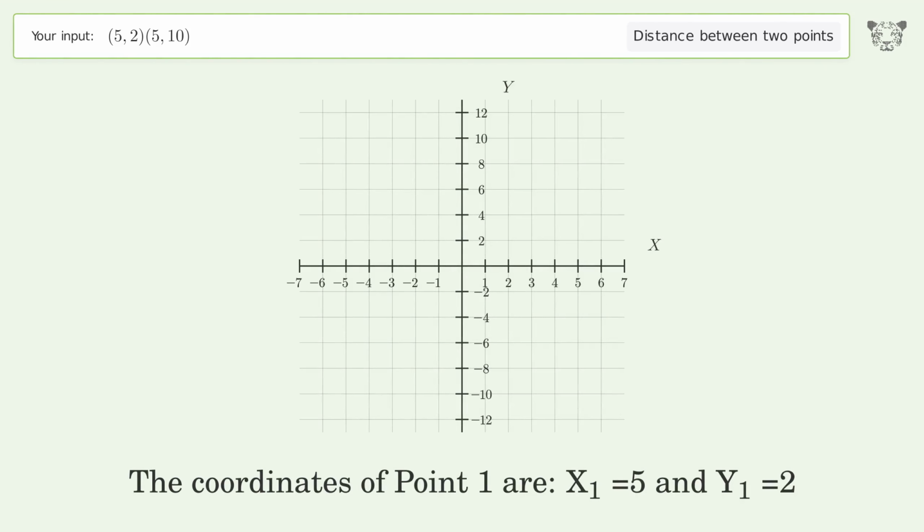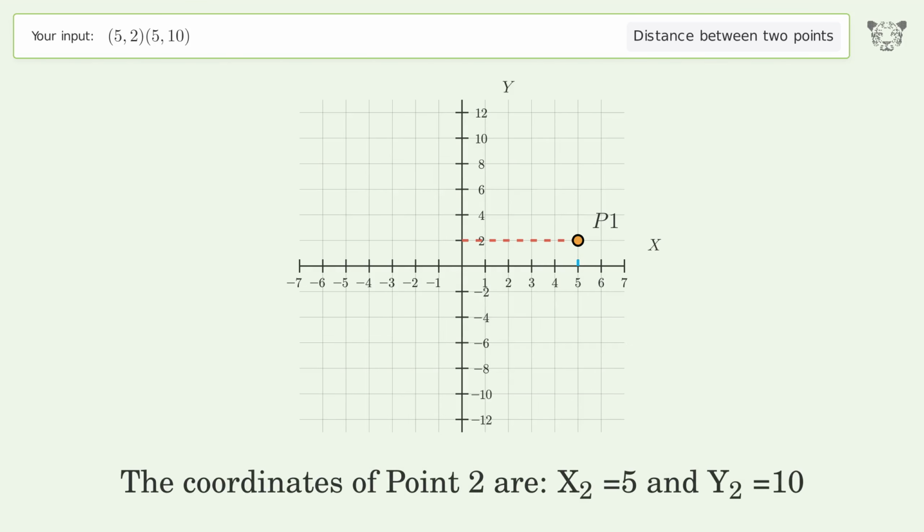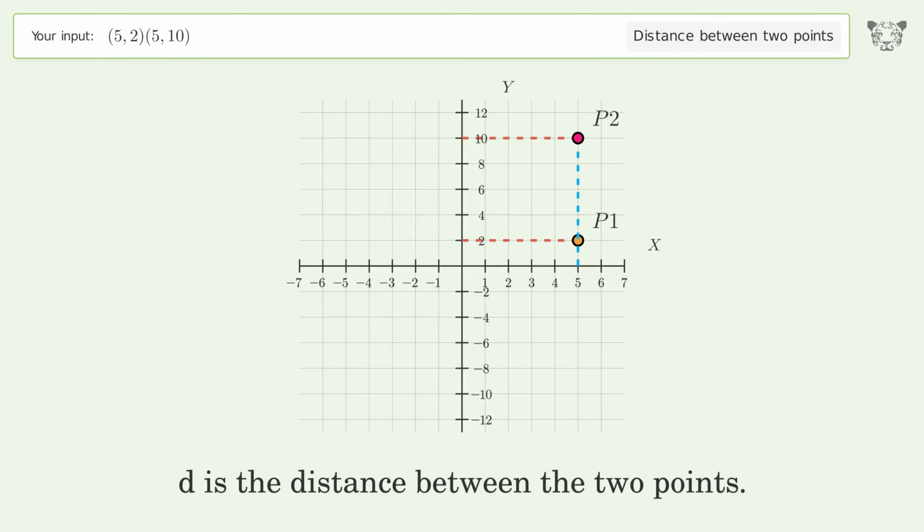The coordinates of point 1 are x1 equals 5 and y1 equals 2. The coordinates of point 2 are x2 equals 5 and y2 equals 10. D is the distance between the 2 points.